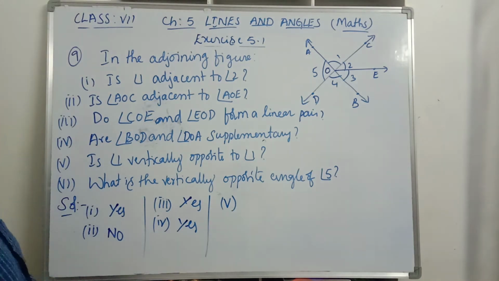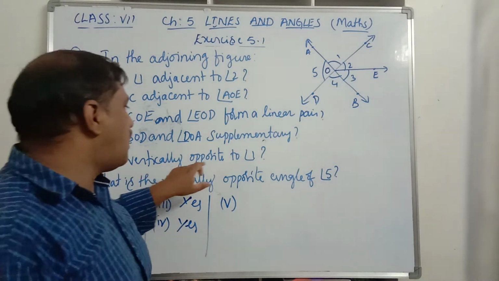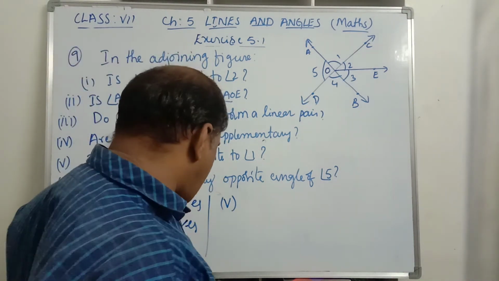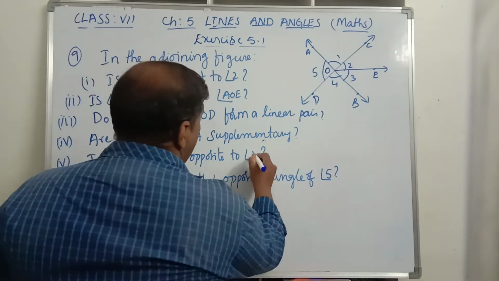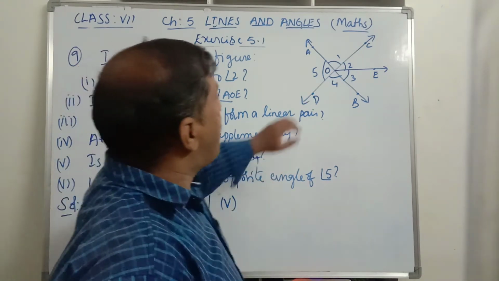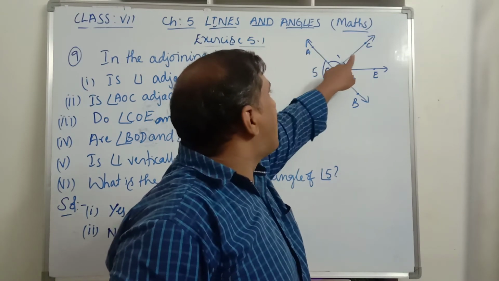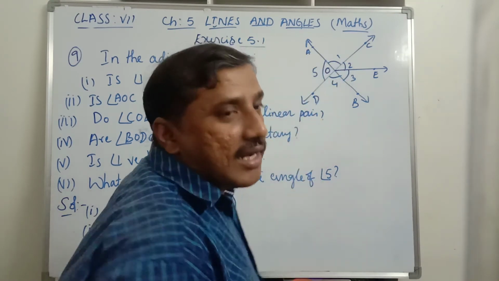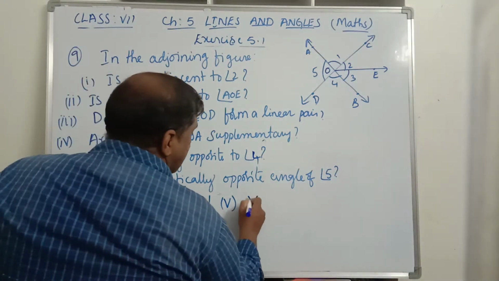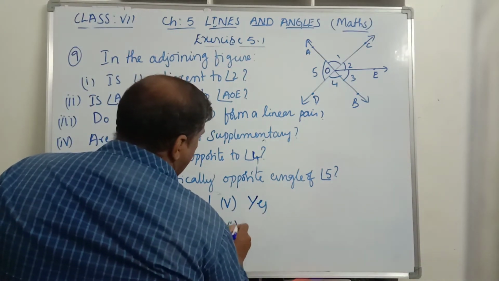Now the fifth question: is angle 1 vertically opposite to angle 4? Yes, angle 1 and angle 4, you observe, are both formed by the two lines AB and CD. They are vertically opposite angles.